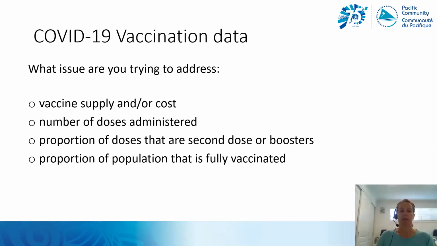Now, of course, you also need to be aware if you're working on this vaccination data, what segments of the population are eligible to be vaccinated. So if we're looking at proportion fully vaccinated, we want to know what stage the country is at in terms of, is it people 18 and over that are eligible, or has it reached down to now children 5 and above are eligible? So just make sure that the population you're using is the right one.